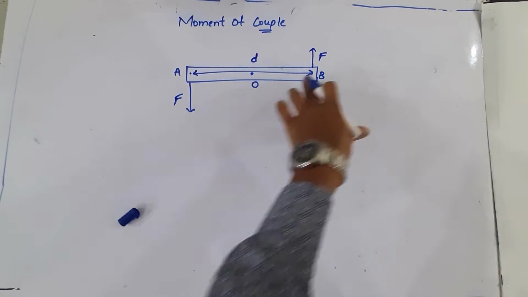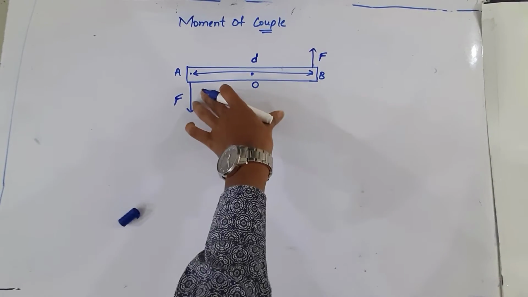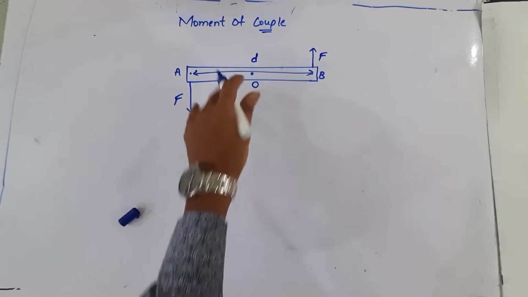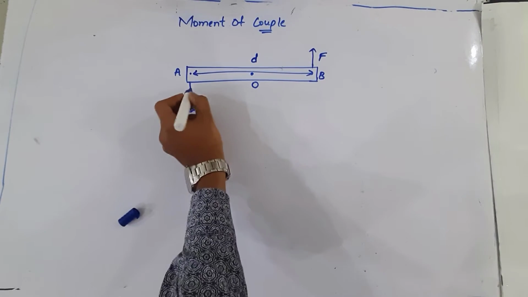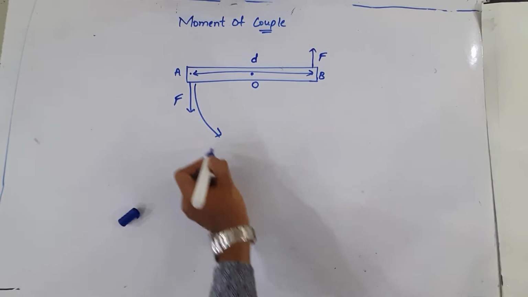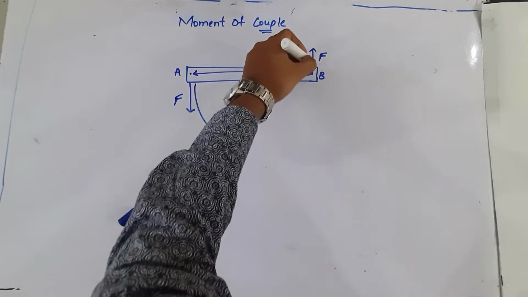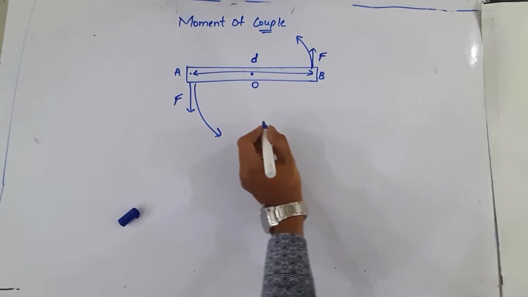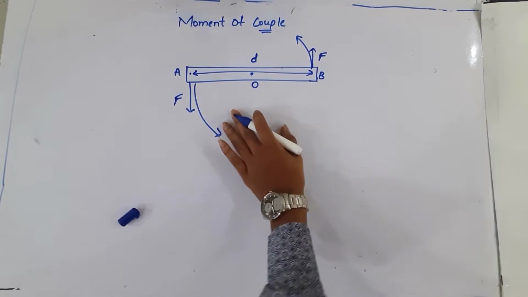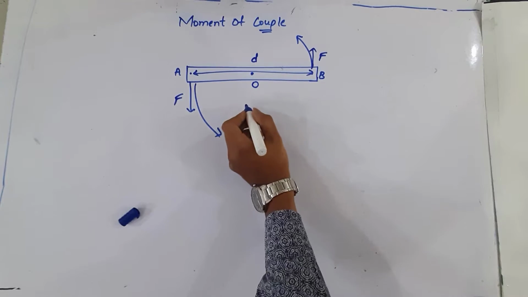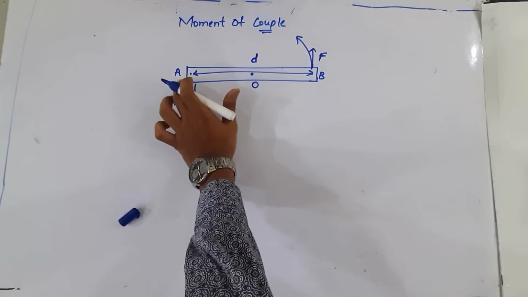So these two equal and opposite forces are acting on the two ends of the rod, which makes the rod rotate in anti-clockwise direction. As this force is able to turn the rod in this way, similarly this force also. So both forces are responsible to turn the rod in anti-clockwise direction. So first of all we will calculate the moment of force at point A.